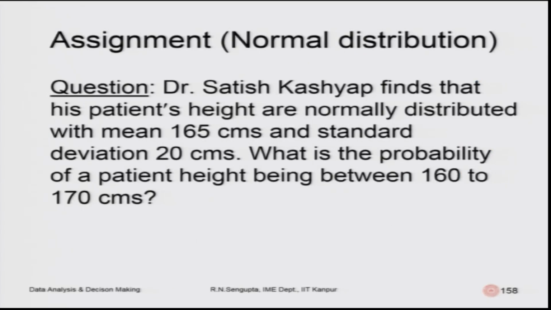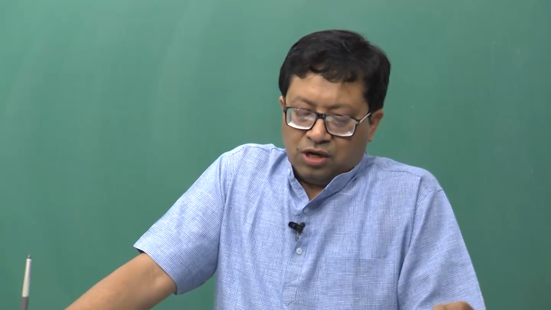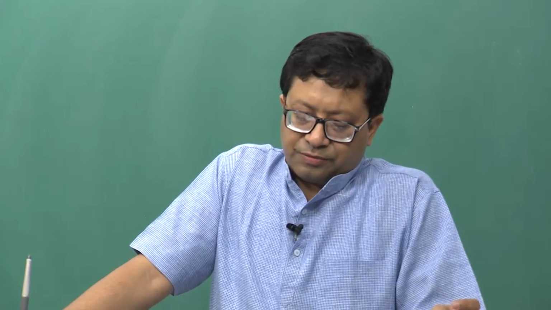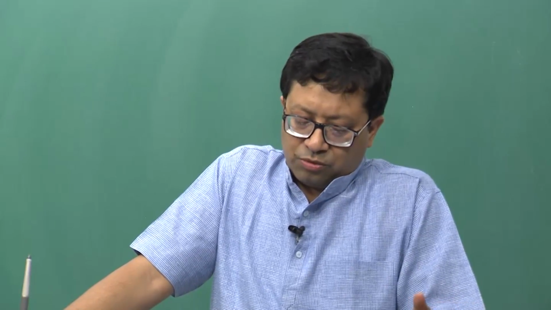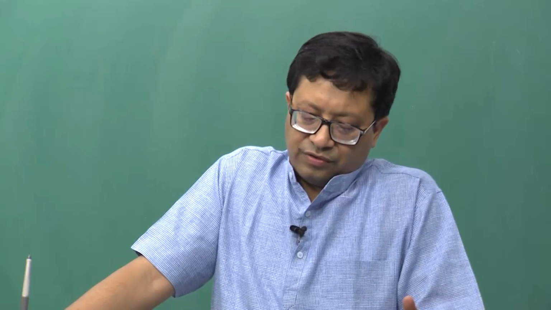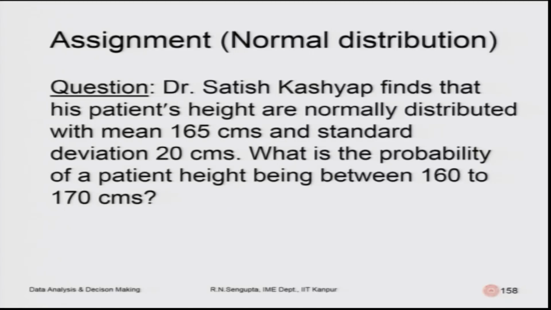So, this is an assignment, again not to be solved as an assignment in the examination, just to be tried by you. Dr. Satish Kashyap finds that his patients' heights are normally distributed with mean 165 and standard deviation of 20. What is the probability of a patient height being between 160 and 170? So, the mean value is given 165. So, I want to find out, let me use the red color, this.